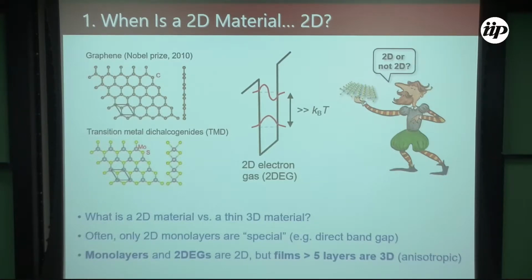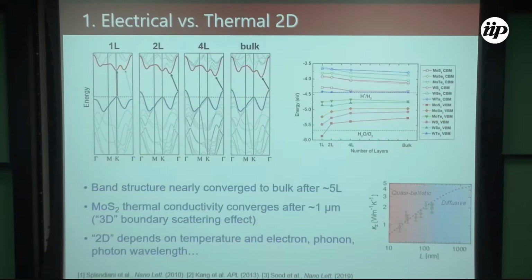Then the question is, what is really 3D anisotropic? And I really tried hard to come up with a number, and today I'll say that anything over 5 layers is actually probably 3D anisotropic. It's not that special. Monolayers are definitely special. Bilayers a little bit special, and then the specialness kind of goes towards 3D, kind of like this.